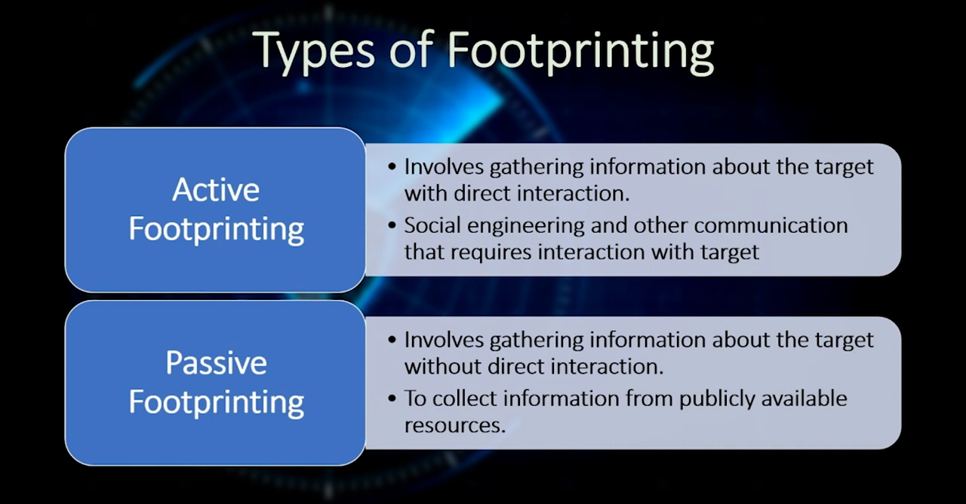Now let's discuss passive footprinting. It involves gathering information about the target without direct interaction. So in passive footprinting, the attacker does not directly interact with the target. He gathers the information from publicly available resources like Google or Facebook or some other publicly available resources.